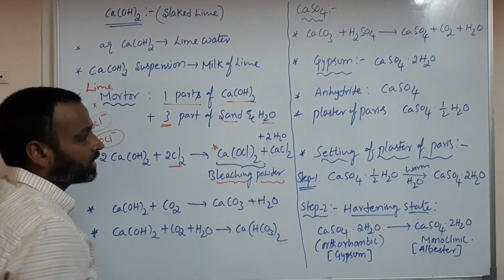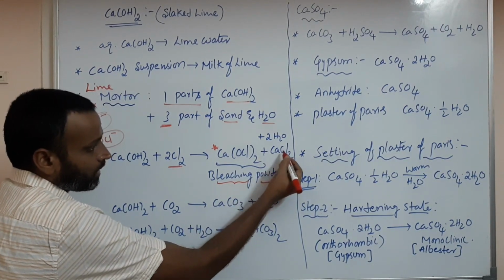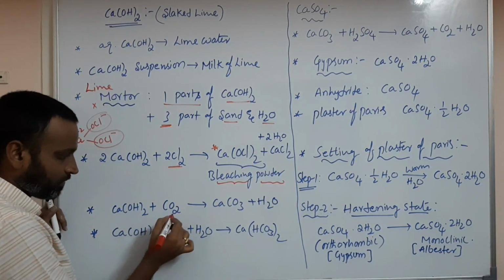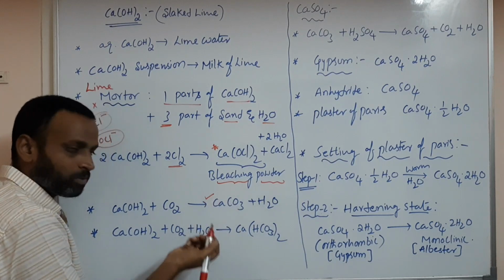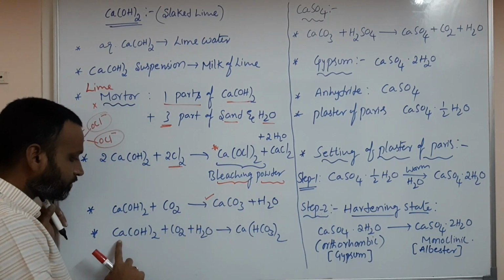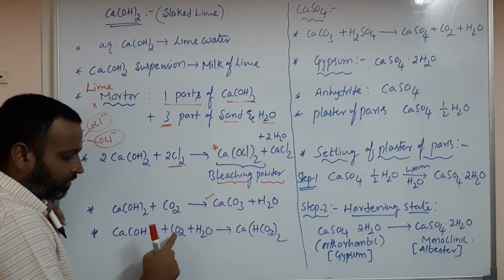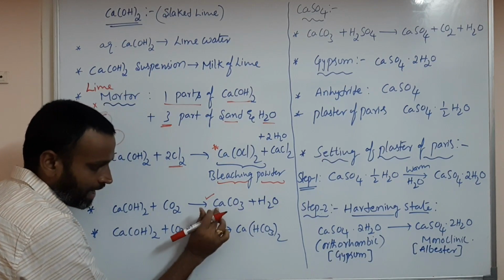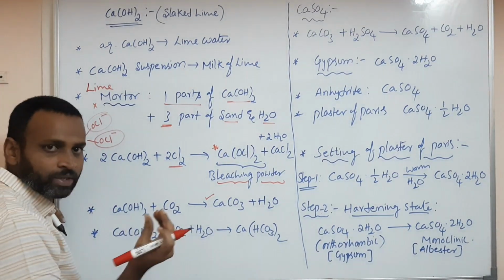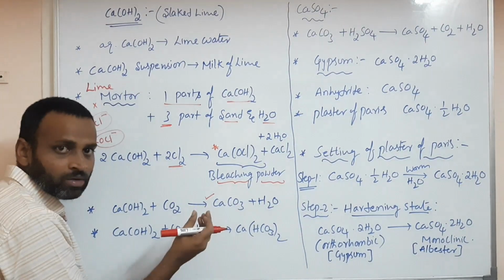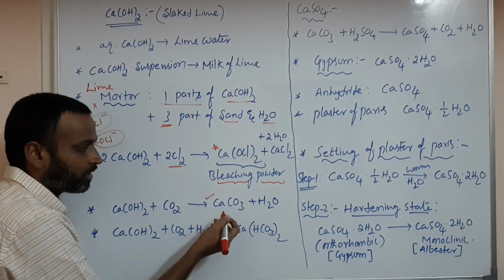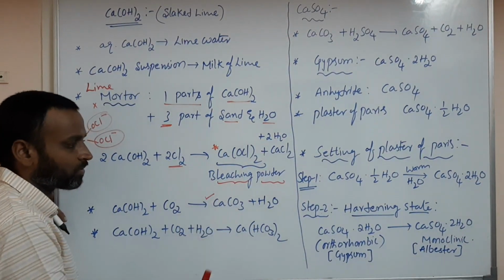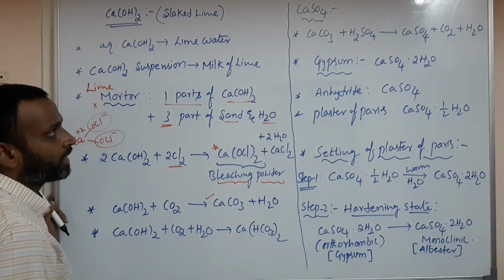Bleaching powder, Ca(OCl)2, and along with that calcium chloride and water will form. Next, calcium hydroxide will react with CO2 to give calcium carbonate, CaCO3, which everybody knows. Calcium hydroxide with CO2 and water gives calcium bicarbonate. Calcium carbonate we use for paintings and also for medical purposes; in dental products we have calcium carbonate.